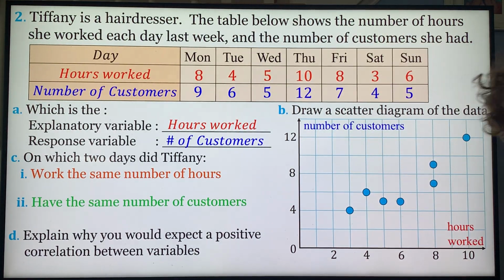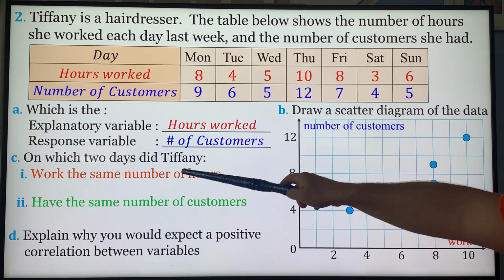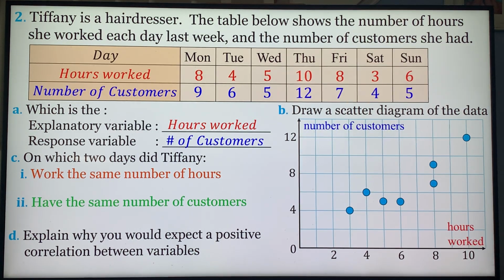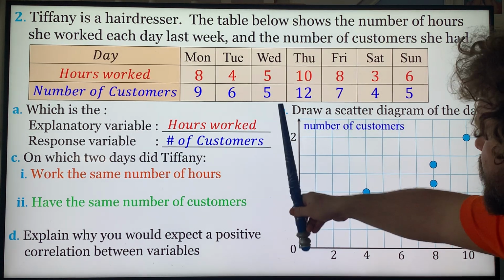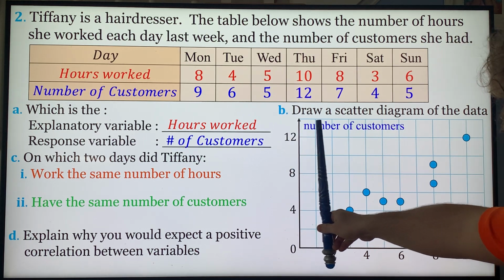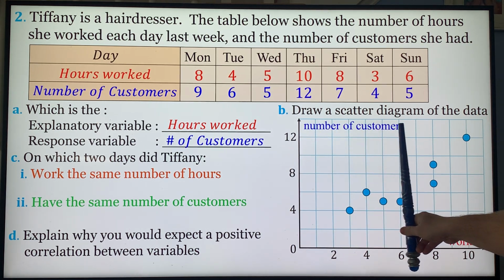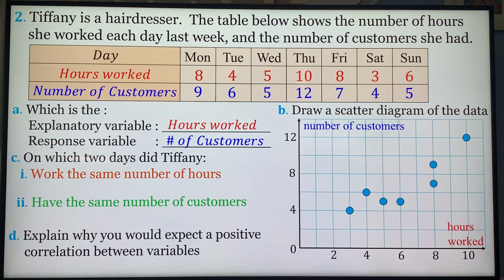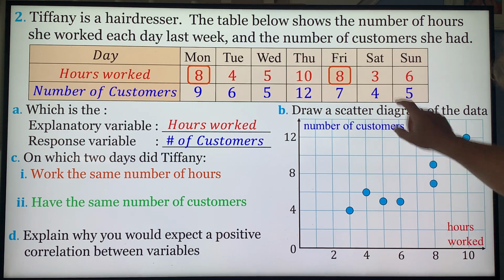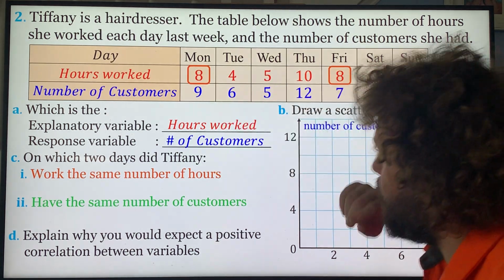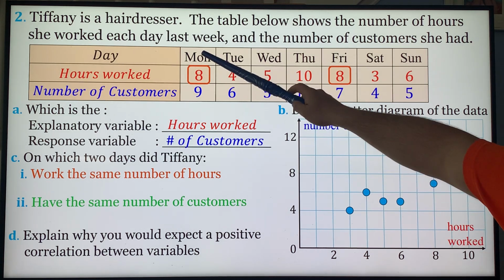So now we got some questions. On which days did Tiffany work the same number of hours? Okay, so here's hours worked. There are 2 ways to do this. You can go like this and see where you got 2 points on the same number. Boom. Or I can look at the number of hours, 8 and 8. So what days are those? Those would be Monday and Friday.